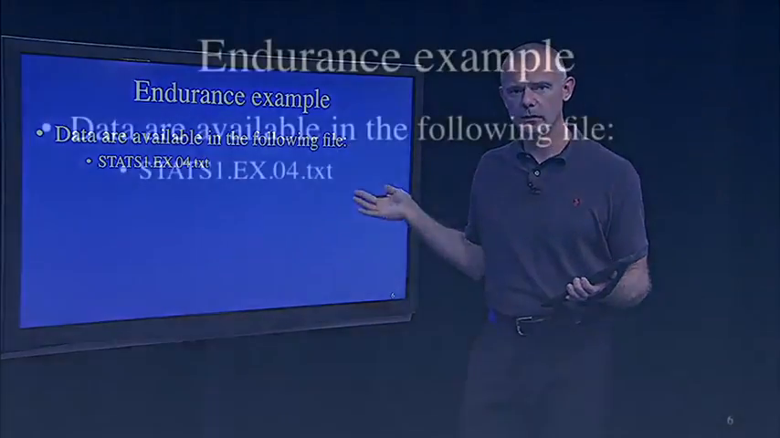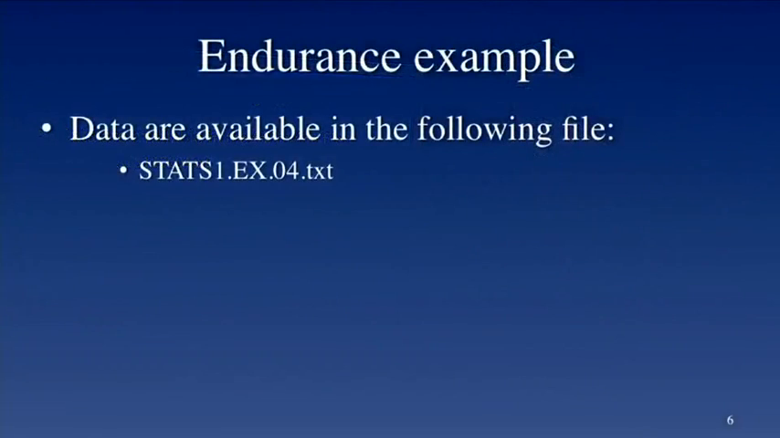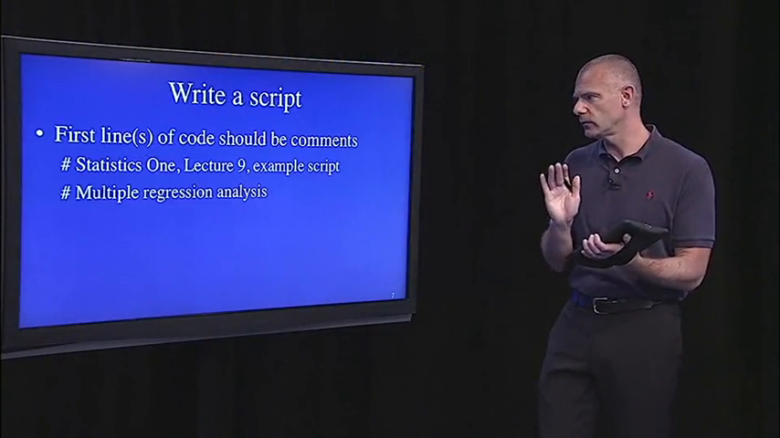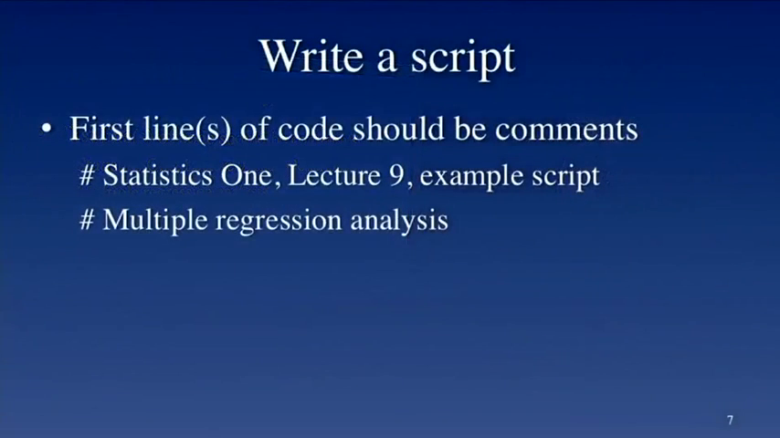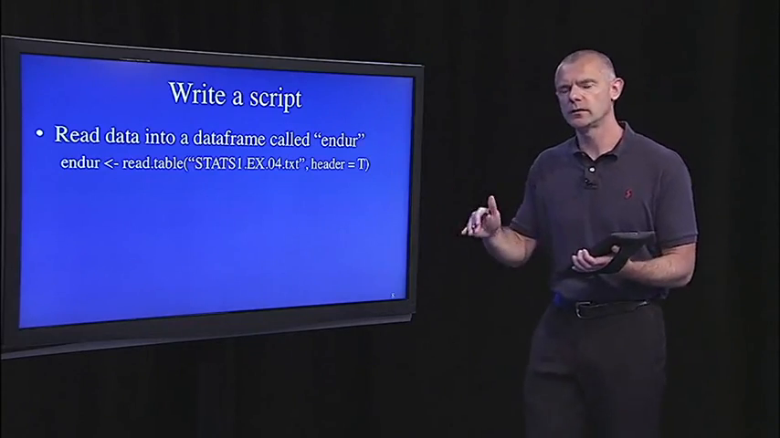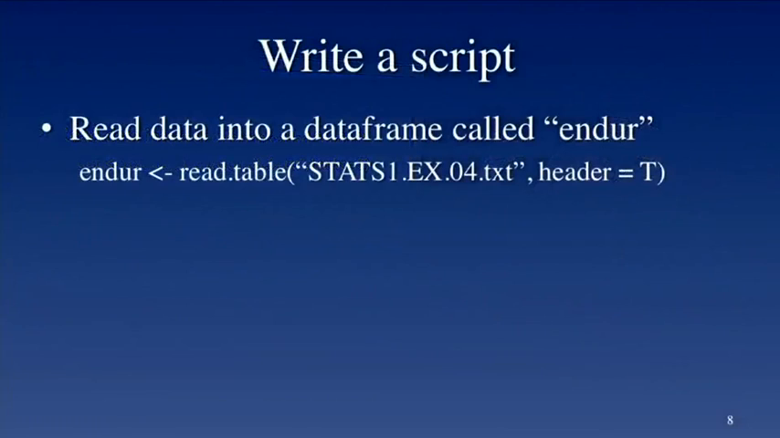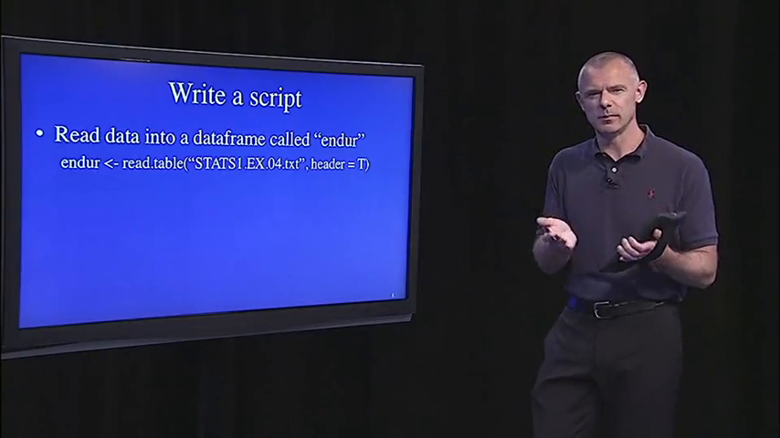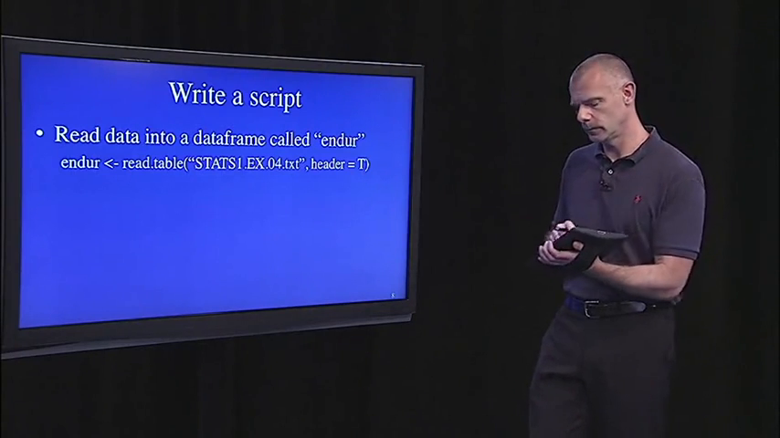Again, I made the data available on the course website. This is the fourth example that we're walking through in a lecture, so it's Stats 1, Example 4. Again, we'll start off our script with some lines of code. This is Lecture 9, and we're just going to do a multiple regression analysis. Like most of our scripts, one of the first lines of code is the read table function. I'm going to take this data file and read the contents into an object that I'm calling endure, E-N-D-U-R. I just come up with these names sort of randomly. You want to keep them short because you have to write them repeatedly in the code.